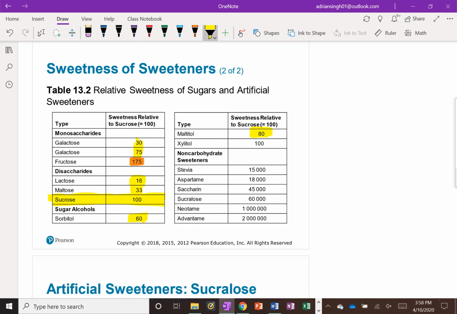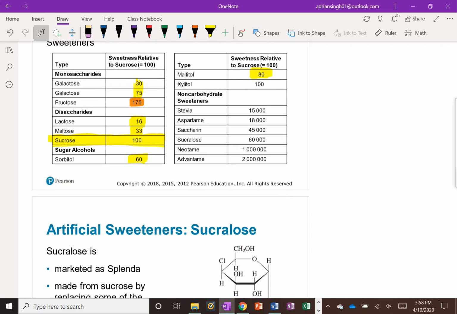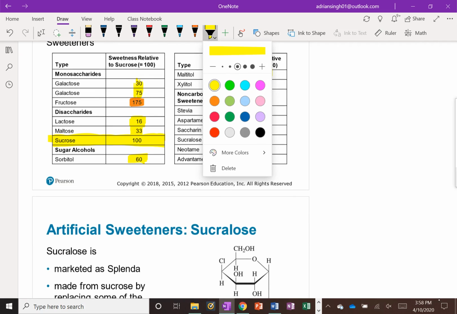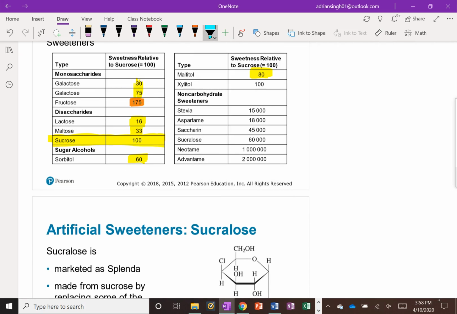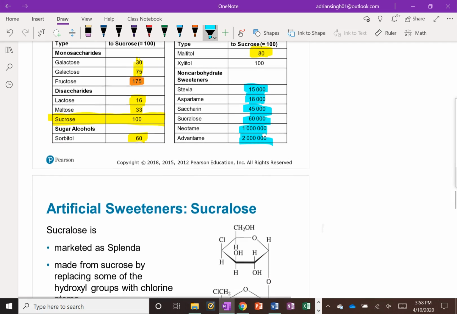There are sugar substitutes or non-carbohydrate sweeteners that you may be familiar with. So for example, you may use things like stevia, or aspartame, or saccharin, or sucralose, and all these other things. They're extremely sweet, and you find them in things like Splenda, your artificial sweeteners. They are a lot sweeter than regular table sugar, and that has to do with how they interact with the taste receptors on your tongue, for instance.